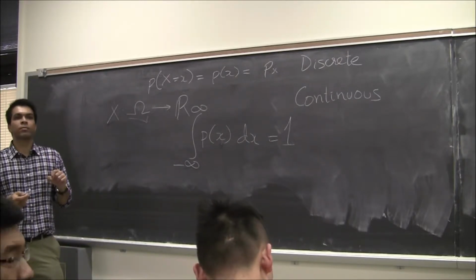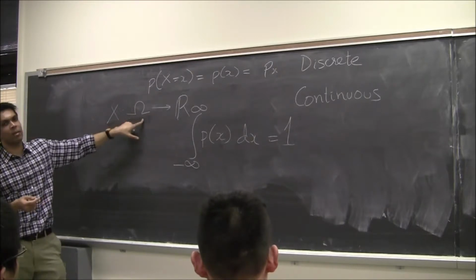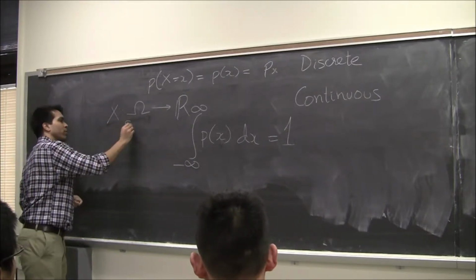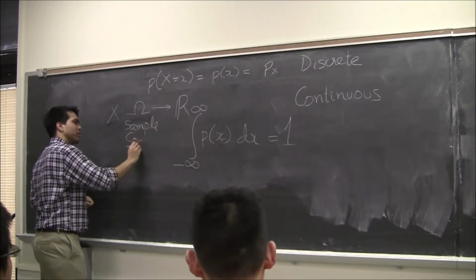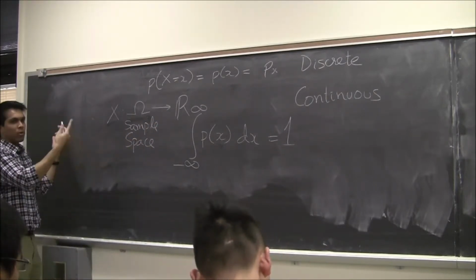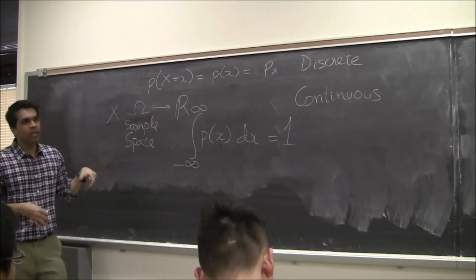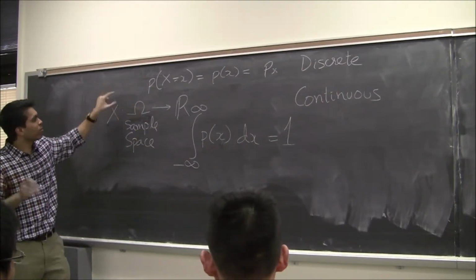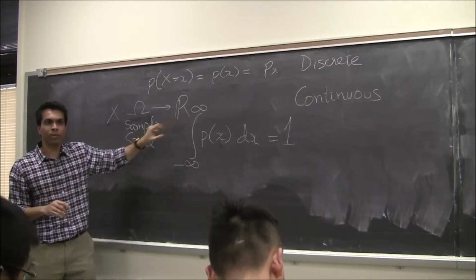Sorry, what is the symbol next to the x? That's the capital omega, so I use that for the sample space. Okay, thanks. So the space of all possible outcomes, which you're mapping to a continuous number. If you'd like to not think of that, just think of x as taking a value in a one-dimensional space.